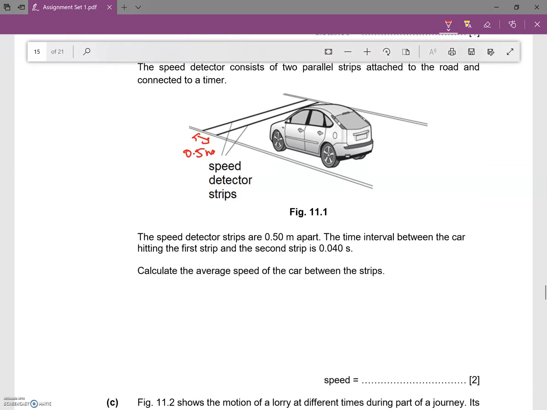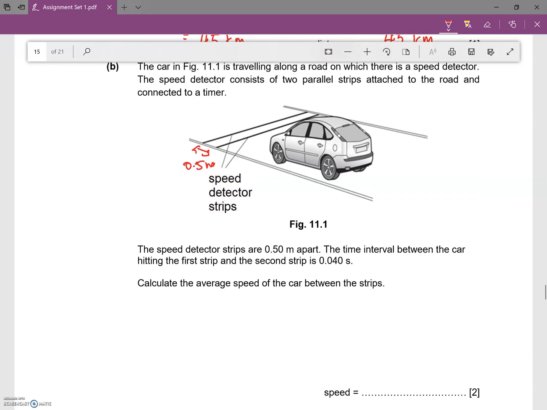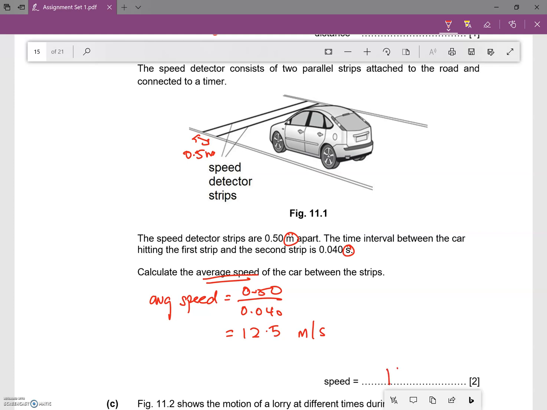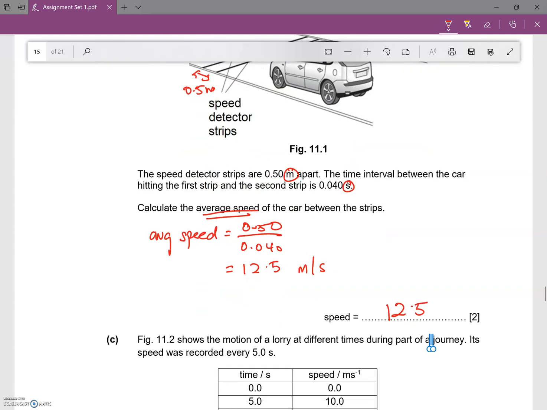The time interval between the car hitting the first strip and the second strip is 0.04 seconds. Calculate the average speed. To find that, we just take the distance divided by the time taken. So 0.5 divided by 0.040, we get 12.5 meter per second. Do take note the unit here is meters, the unit here is seconds. So the average speed is 12.5 meter per second.